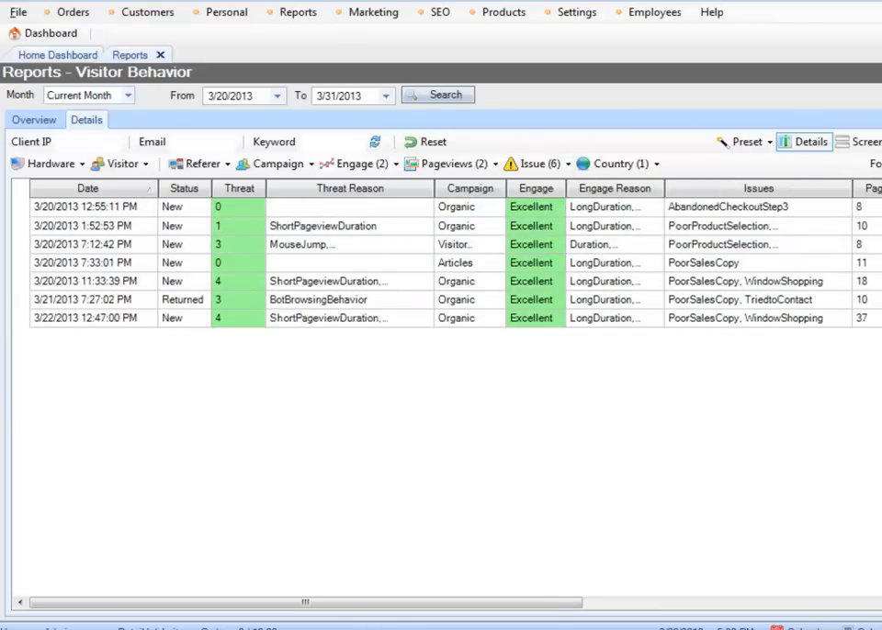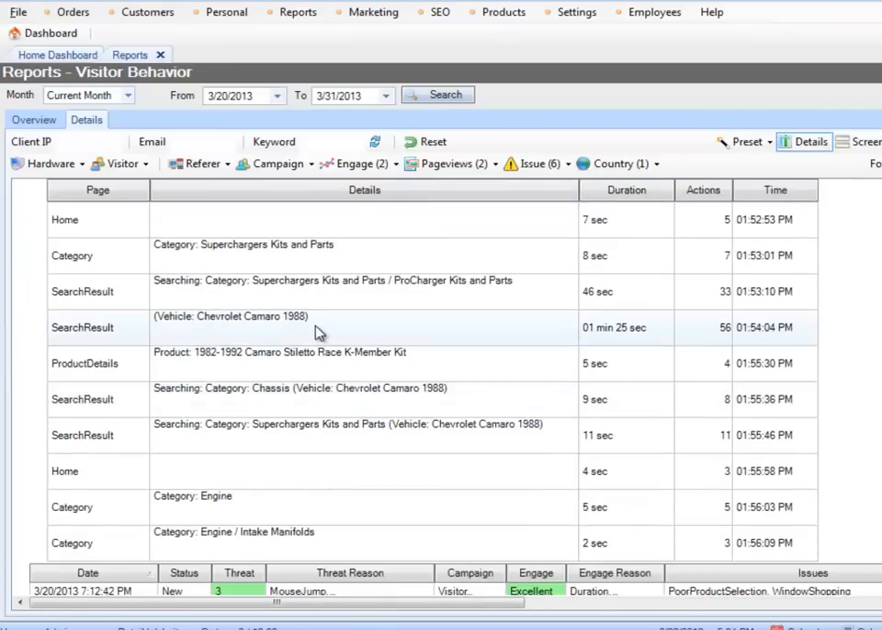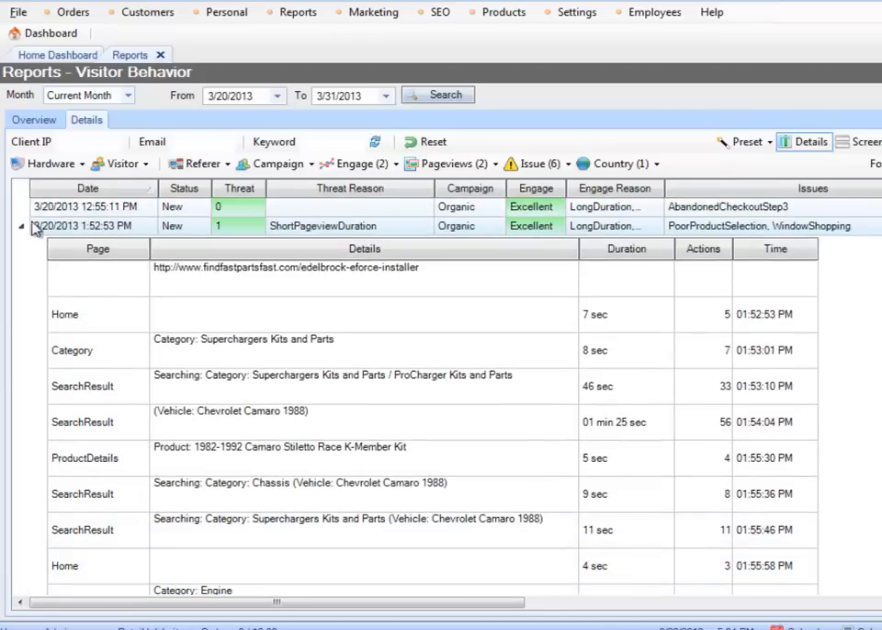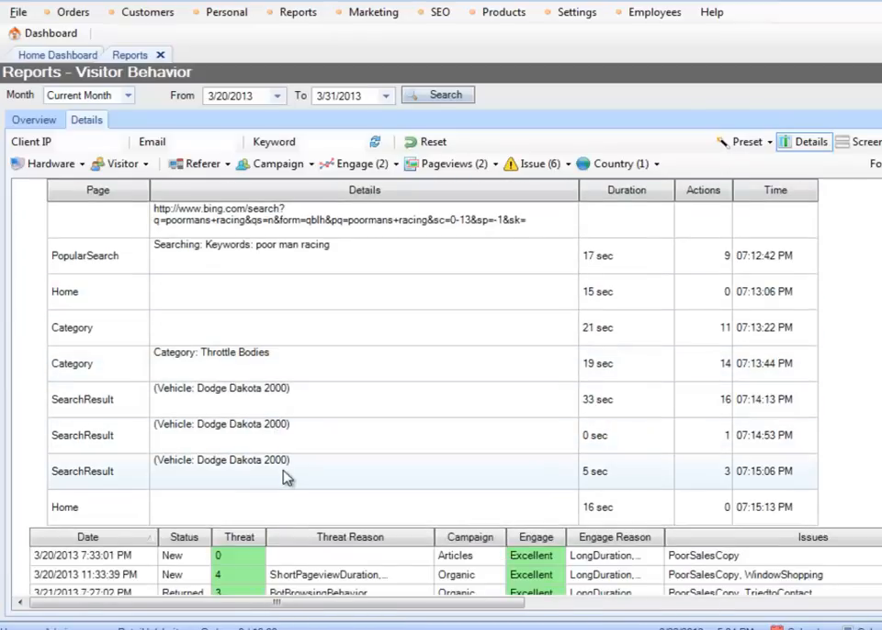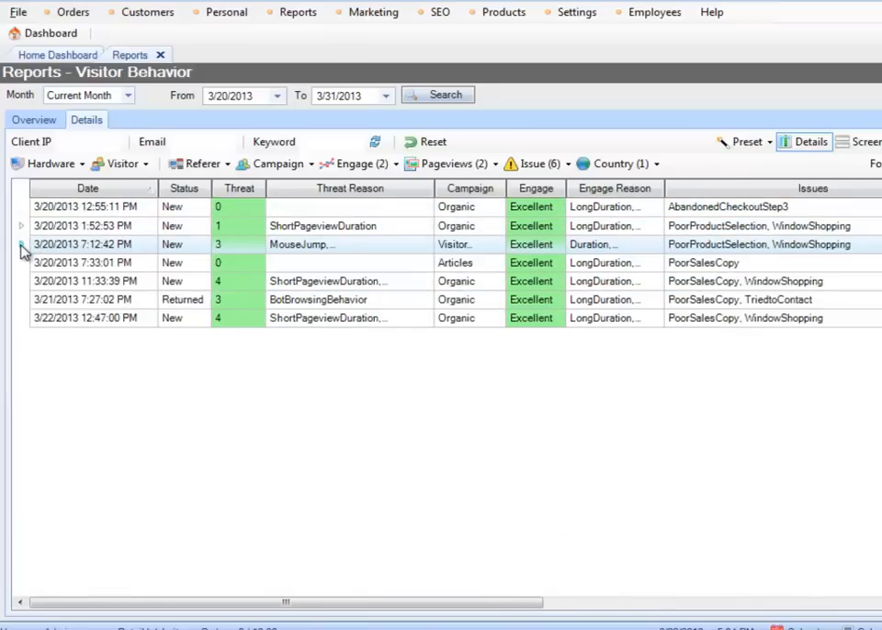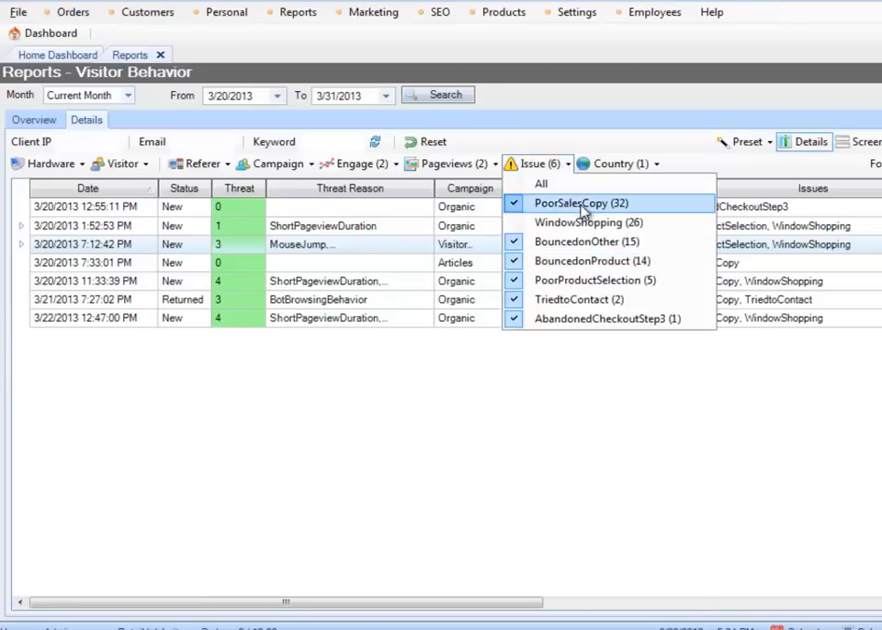So then we have product selection. He chose Camaro. 5 seconds in this page, searching, searching, searching, didn't find what he was looking for, he left. And what did this guy do? Punched in his card, browsed a little bit, didn't find what he was looking for, and left. I mean, it's kind of hard to nail down your product selection because you're selling everything, so it's not like you're selling something for a specific car. We can't really do much about it.